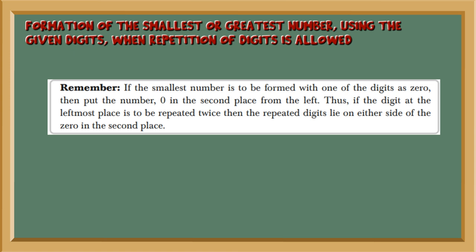Remember, if the smallest number is to be formed with one of the digits as 0, then put the 0 in the second place from the left. Thus, if the digit at the leftmost place is to be repeated twice, then the repeated digits lie on either side of the 0 in the second place.